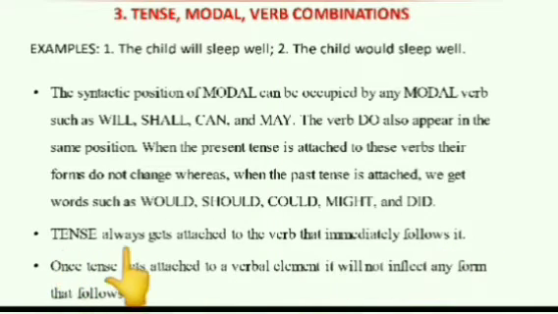Tense always gets attached to the verb that immediately follows it. Once tense gets attached to the verbal element, it will not inflect any form that follows it. Look at the diagram that shows how the modal verb gets inflected by tense.